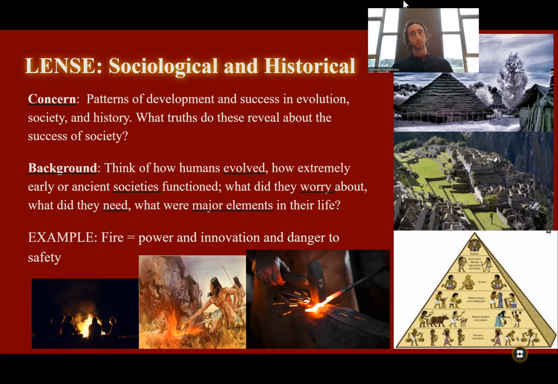Therefore, what background information do you need to have when you're using these sort of lenses? Well, you need to think, as it says here, of how humans evolved, how extremely early or ancient societies functioned, and what they worried about. What did they need? What were the major elements in their lives? So you could possibly tell right off the bat the major issue facing students of literature when we are studying lenses. It's simply that it requires a fair bit of background knowledge, okay?